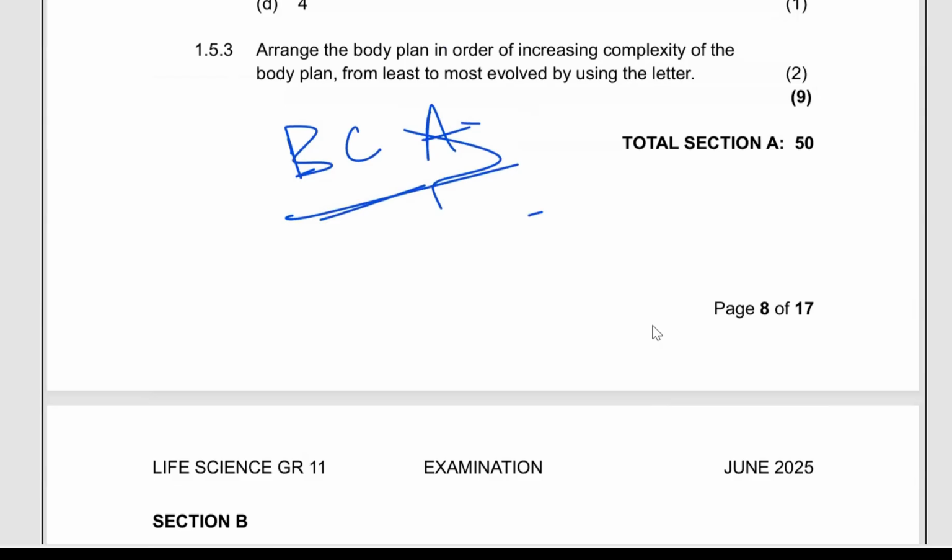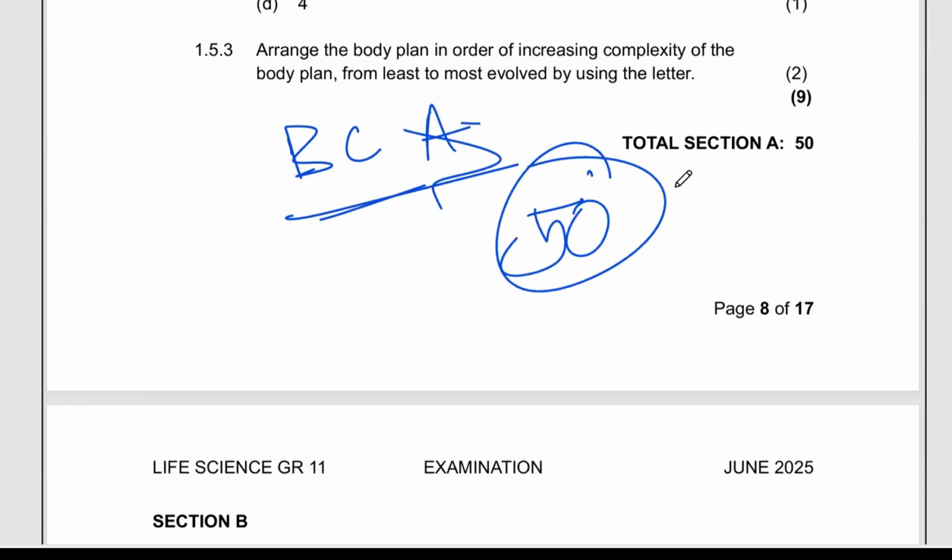So it means that now, guys, here we got 50 out of 50. Congratulations to those people who got 50 out of 50. Let's go to the second part.